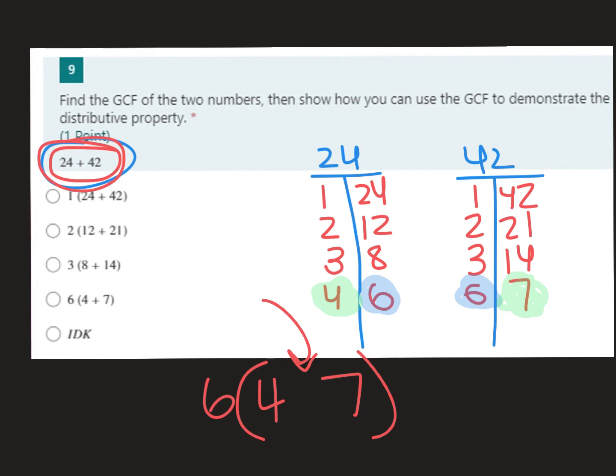So we started with 24 plus 42. Means this should be a plus sign in between that 4 and the 7. So my correct answer was 6 parentheses 4 plus 7, which is showing the distributive property.